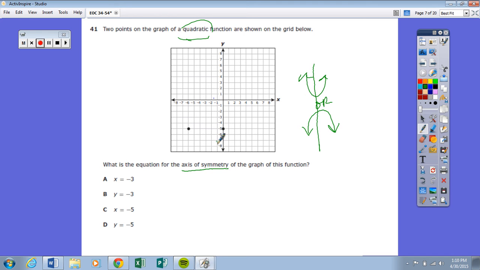So I don't know which way this parabola is going, but if I just pretend that it's going up like that, then I just need to draw a line right in the middle of these, and that's going to be my axis of symmetry. So it's crossing the x-axis at -3, so it should be that one.